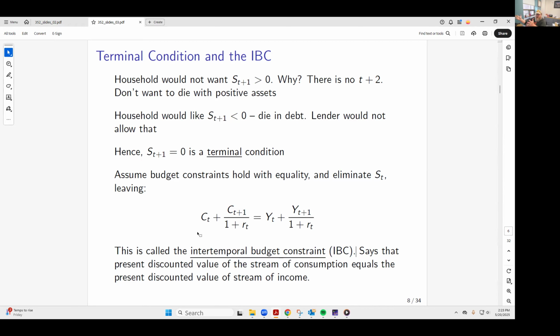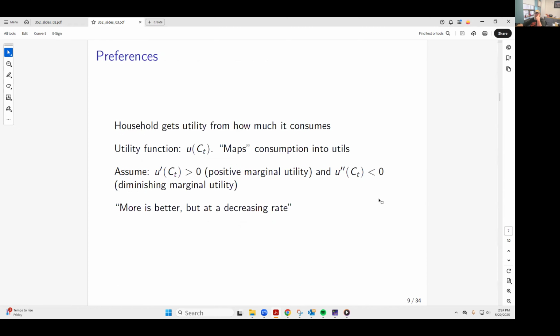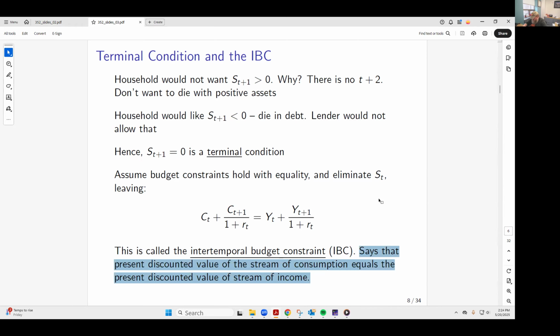It's sort of the lifetime budget constraint, if you will. And what this ultimately says is that the present discounted value of the stream of consumption equals the present discounted value of the stream of income. So basically, the flow of consumption is going to be equal to the flows of income. Now, let's take you through the math and graphically illustrate that intertemporal budget constraint.